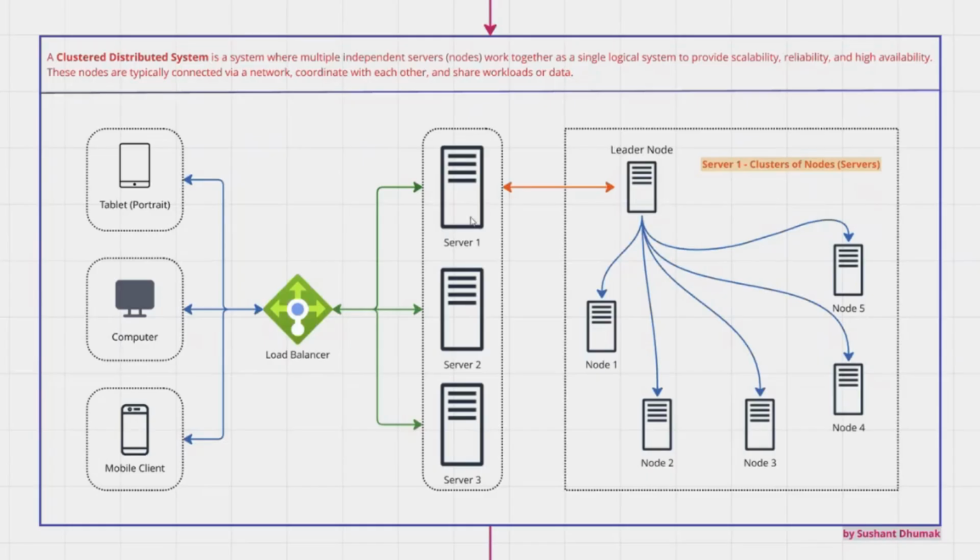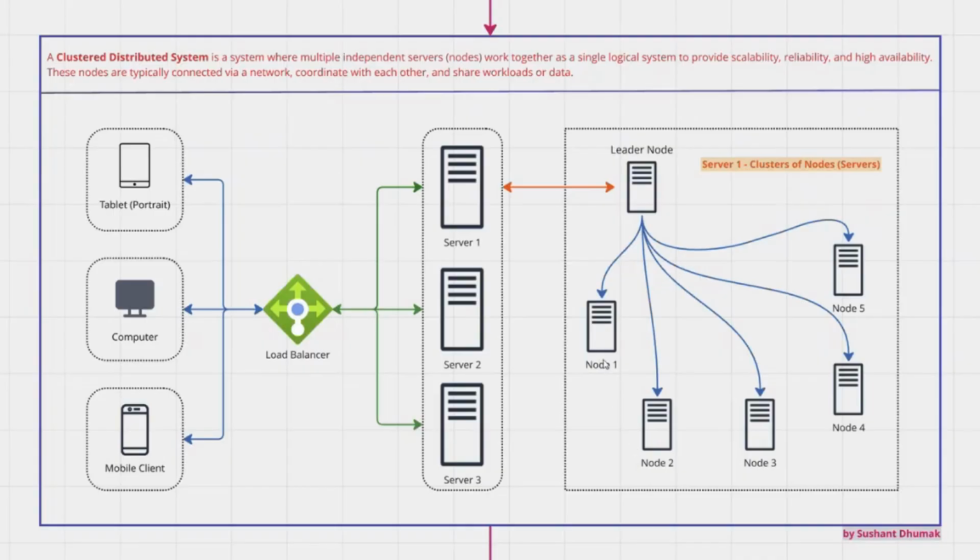Here, you can see in this diagram, I've shown that server 1, behind the scenes, is a cluster of nodes or cluster of servers, where the request will not go to a server 1, but it will go to a leader node, where the responsibility of the leader node is to send this request to the other nodes. So you can see there are multiple nodes available.